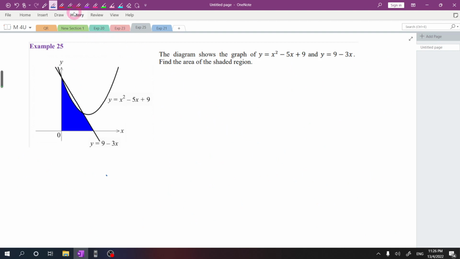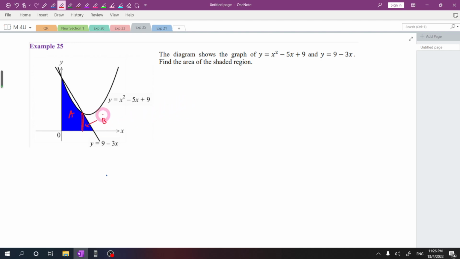Okay, now let's try one more last example. The diagram shows a graph of y equals x squared minus 5x plus 9, and y equals 9 minus 3x. This is a straight line, this is a curve. We want to find the area of the shaded region. So here I'm going to break this area into two parts. This is region A and this is region B.